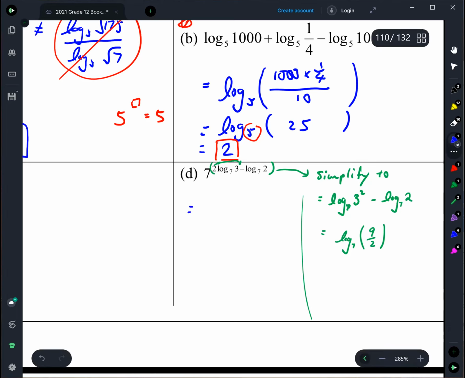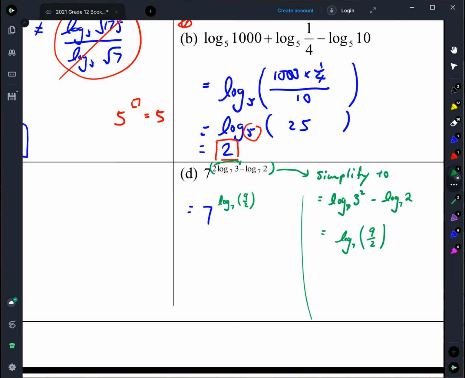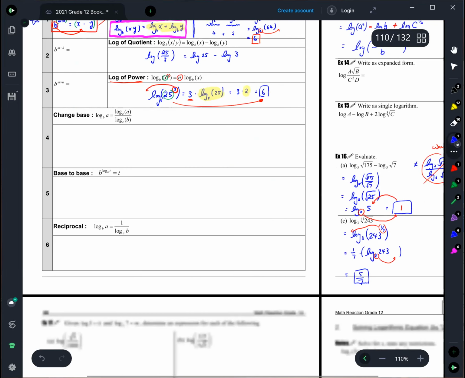Okay, so once you get to this point, then we can replace that with our exponent, right? Because it's being shortened. So it'll be 7, the big 7, and then to the log, which is the green part, base 7 of 9/2. Still looks complicated here, right? So over here, we're gonna introduce another law to help us simplify this, okay? Because our final answer cannot have any log, right? So before we answer this one, we go back to our list of laws, okay?